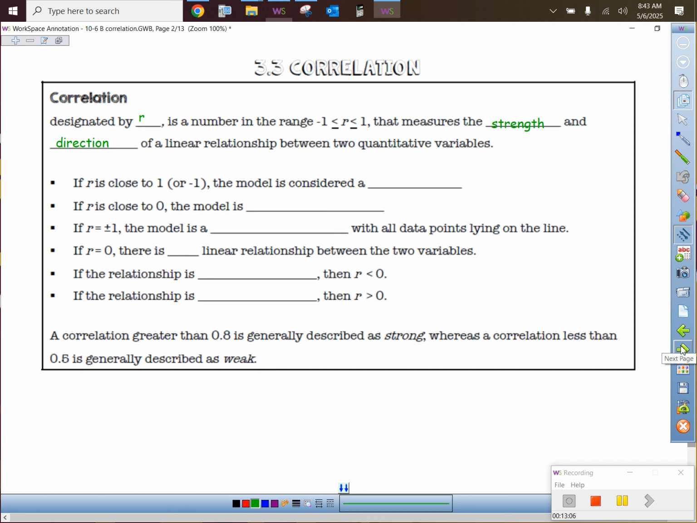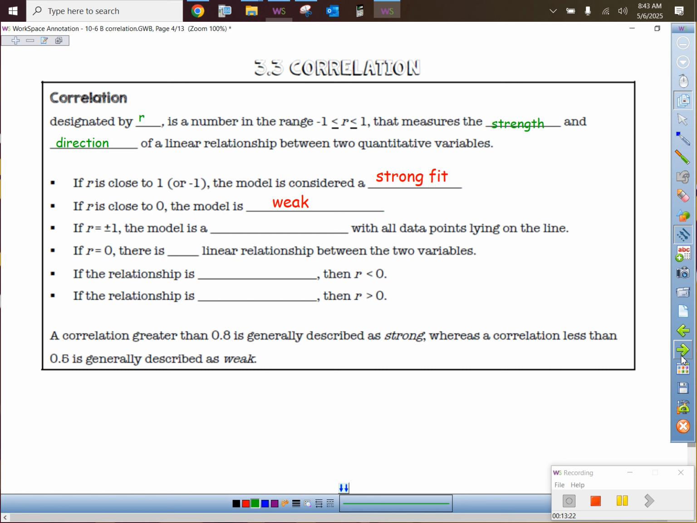If R is close to 1, the model is strong, right? Strong. That could also be -1. The closer it is to 1, the stronger the connection, the correlation, I should say. What if it's close to 0? The model is very weak.